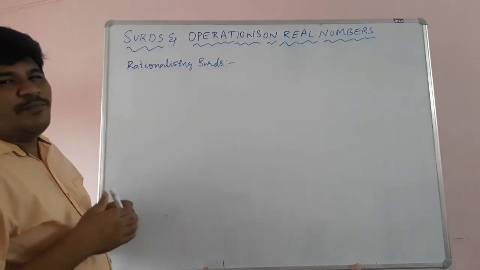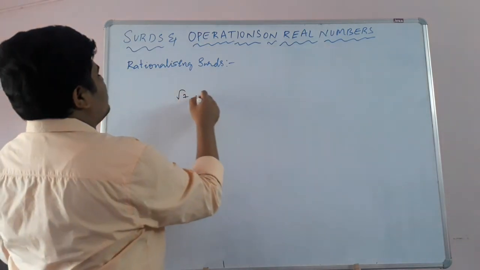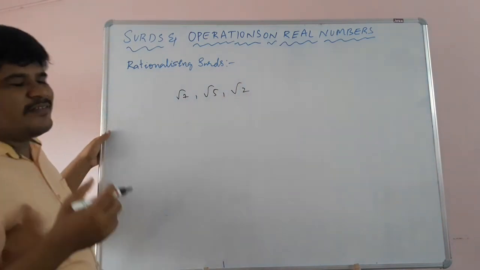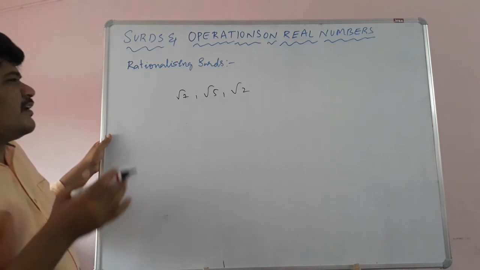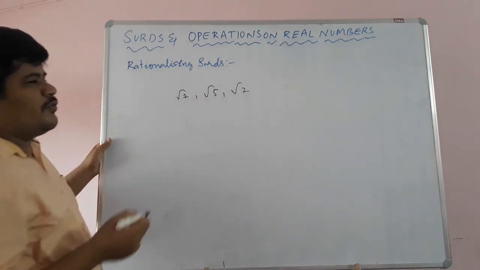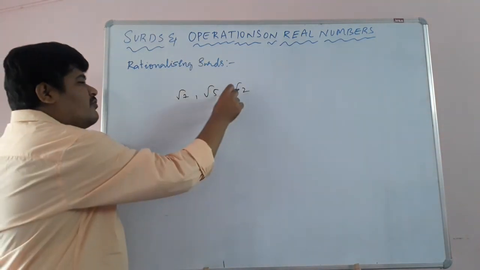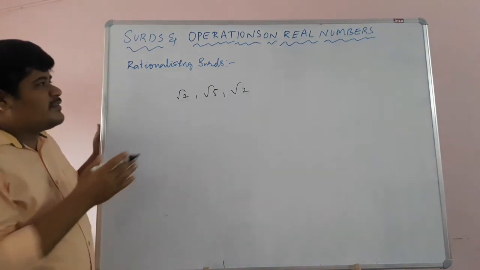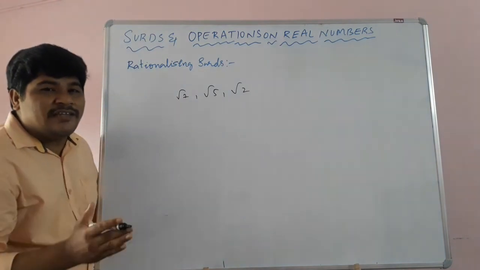Suppose students, if a monomial surd is there, like root 7, root 5, root 2, etc. So to these type of monomial surds, rationalizing factors are those surds itself. Suppose rationalizing factor of root 7 is root 7. Rationalizing factor of root 5 is root 5. Rationalizing factor of root 2 is root 2 only. Okay. So what is rationalizing? Means changing the given surd into a rational number is called rationalizing.